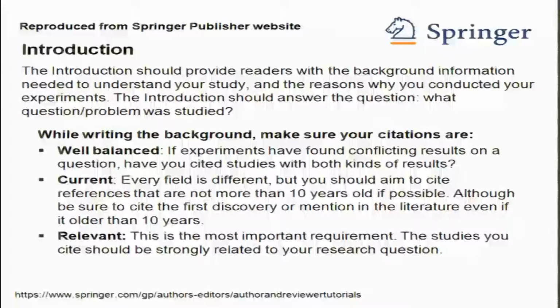So while writing the background, make sure your citations cover everything. One, well balanced. Citation means you should acknowledge the previous literature, whatever knowledge is there in the literature. You cannot ignore some and pick up some, right? So it should be well balanced. If experiments have found conflicting results on a question, you have to cite studies with both kinds of results.